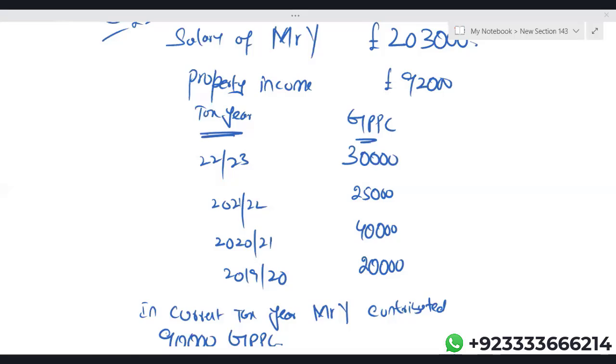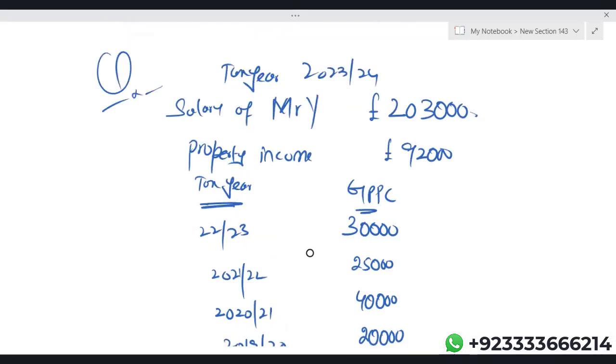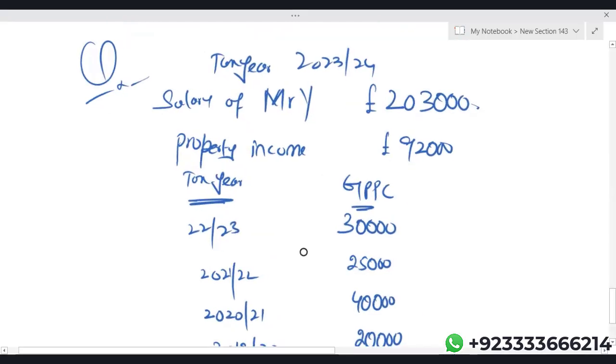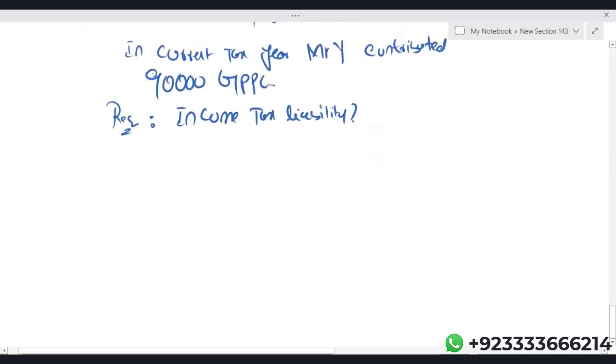Yes, current year gross PPC is 90. It's written 90,000. Okay, students, now I hope you people have attempted. I want everyone to focus now, please. Obviously, salary as well as property income, both are going to be non-saving incomes.